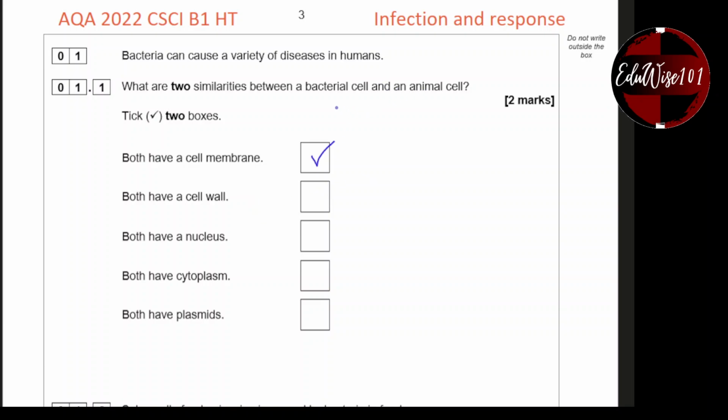Now, bacterial cells and animal cells do not both have a nucleus. Bacterial cells don't have a nucleus. Both have a cytoplasm, yes. And plasmids are bacteria only. So that's bacteria only.